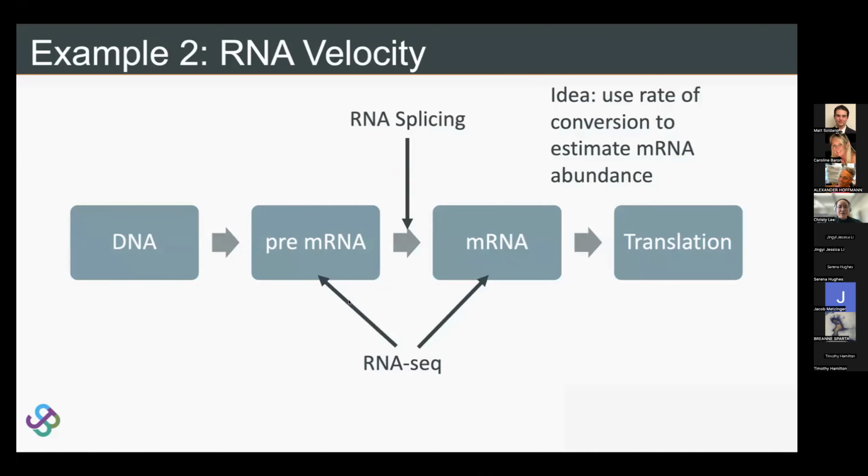So the idea with RNA velocity is that we can use the amounts of pre-mRNA to estimate where the cell is going to go. So we're using the conversion rate to get a bit of a time estimate of how the gene expression is going to change based off the amount of pre-mRNA and unspliced mRNA that we see.